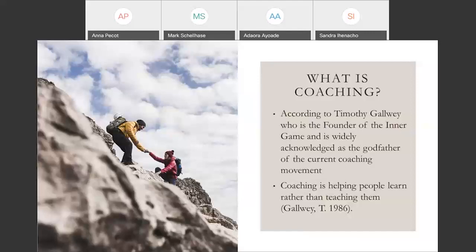He said, coaching is helping people learn rather than teaching them. Take note, you are not a teacher, you are a coach. Meaning that we are not teaching people, rather we are helping them to learn. And if you look at the image I have on the side, can you see what the young man is doing? He's just helping the lady. He's assisting her. So take note, we do not teach people, rather we assist them to learn what they want to learn.